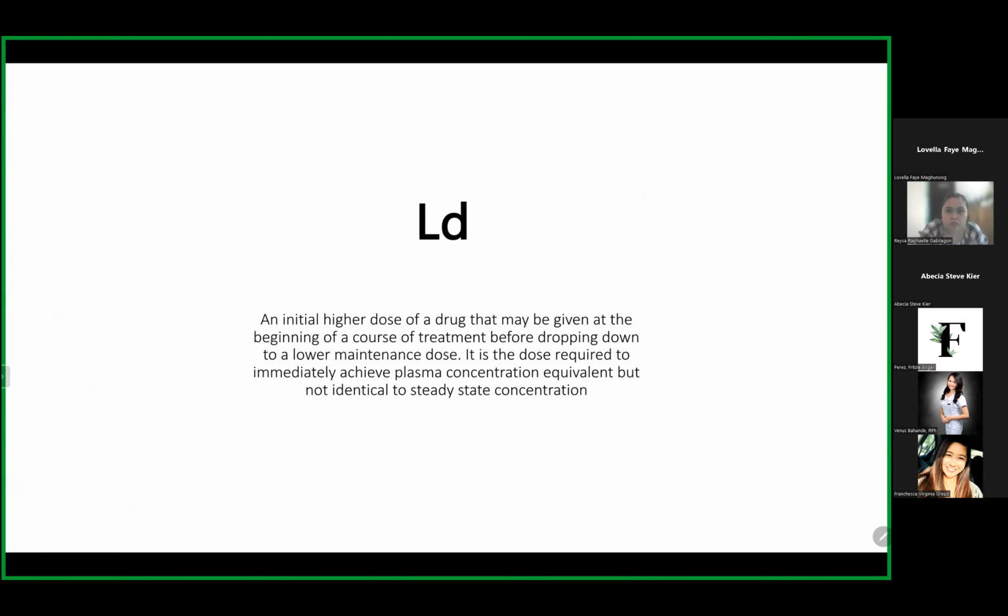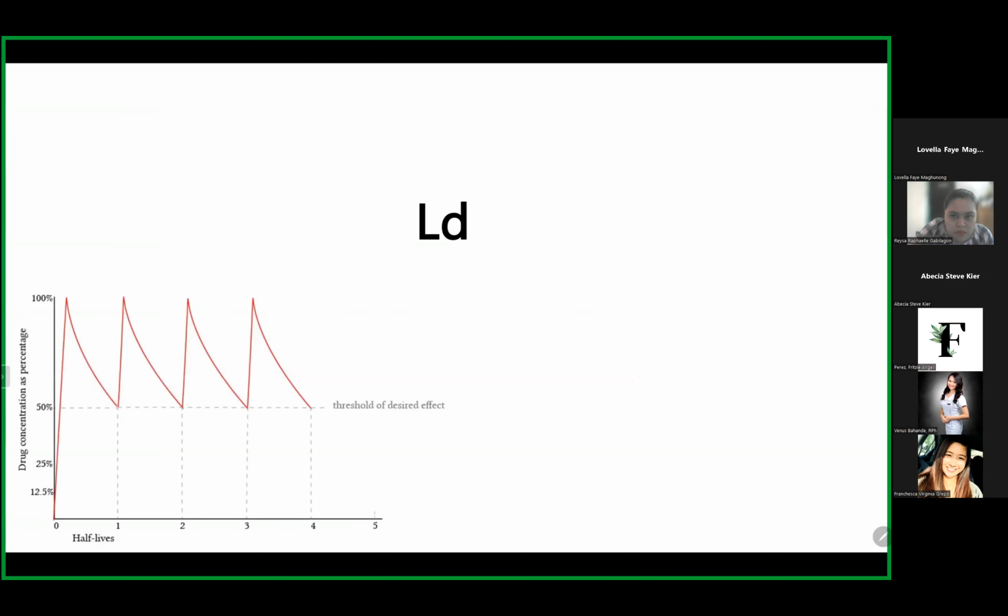An initial higher dose of a drug that may be given at the beginning of a course of treatment before dropping down to a lower maintenance dose. It is the dose required to immediately achieve plasma concentration equivalent but not identical to steady state concentration. A loading dose rapidly achieves the peak concentration necessary to compete with clearance so that the desired effect is achieved and maintained sooner. So this one, from 0 immediately to 100.